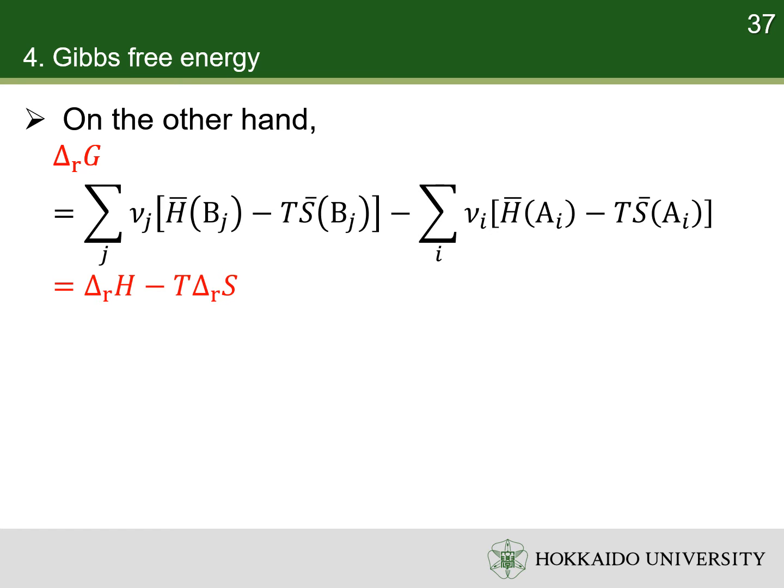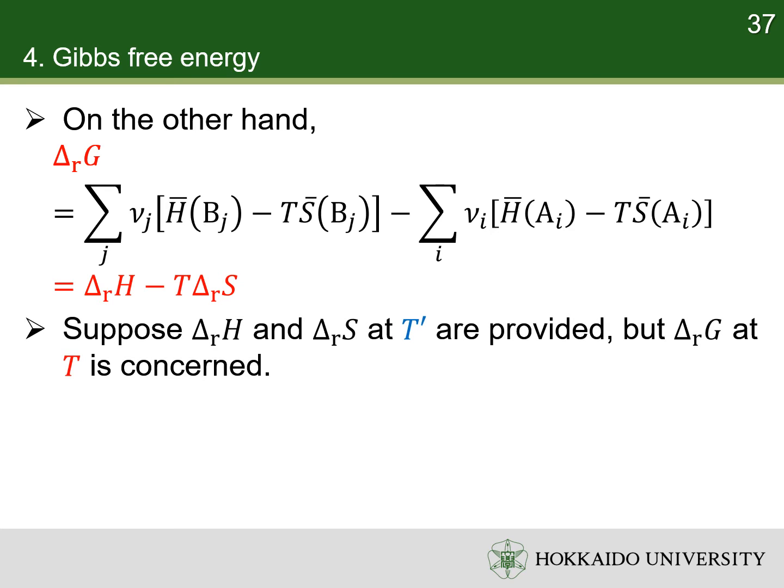On the other hand, the molar Gibbs free energy of each reactant and product can be expressed with enthalpy, entropy, and temperature, as it is defined. Then we find that the reaction Gibbs free energy is reaction enthalpy minus temperature multiplied by reaction entropy. In principle, both reaction enthalpy and reaction entropy are temperature dependent. Let's see how we can simplify the calculation.